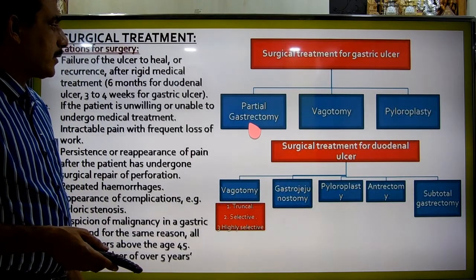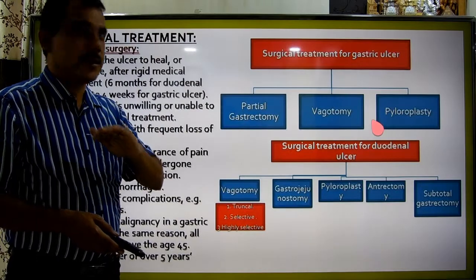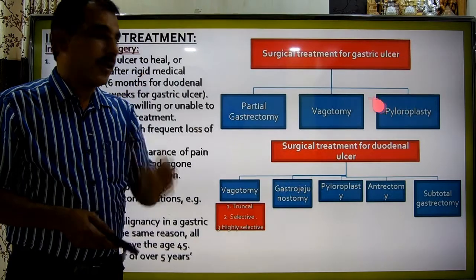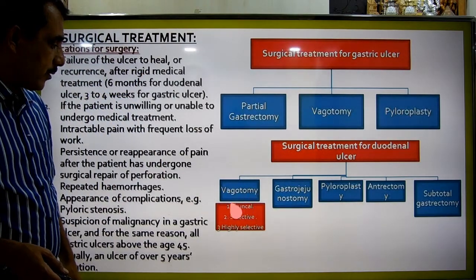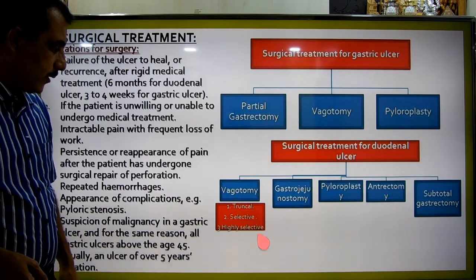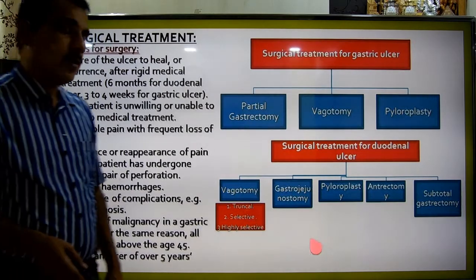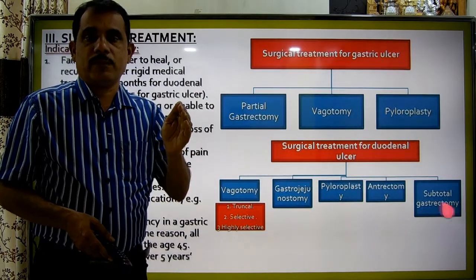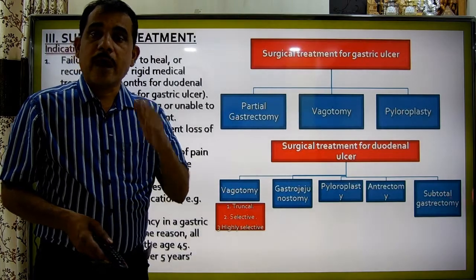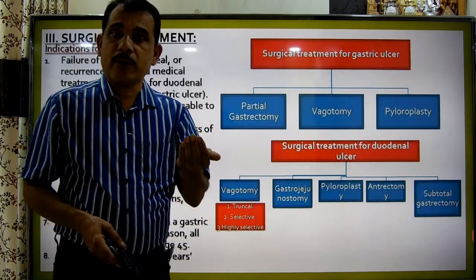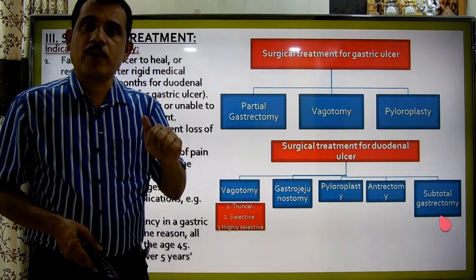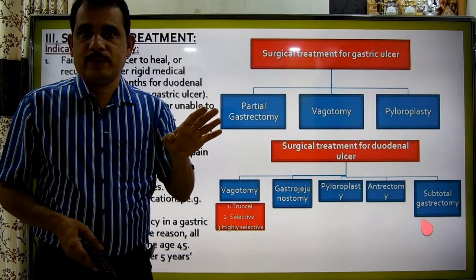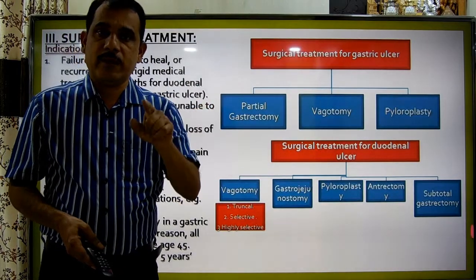Here, partial gastrectomy is where the stomach is partially disconnected. Vagotomy is where the vagus nerve supplying the stomach will be cut. And this vagotomy will be of 3 types: truncal, selective, and highly selective. Truncal means there is dissection of both the anterior and posterior vagal nerves at their main trunk where they enter into the abdomen, and the total nerve supply will be cut off. This is called the truncal one.